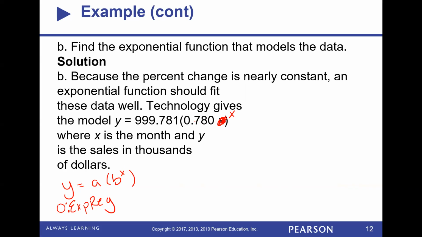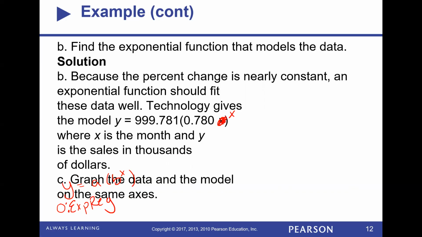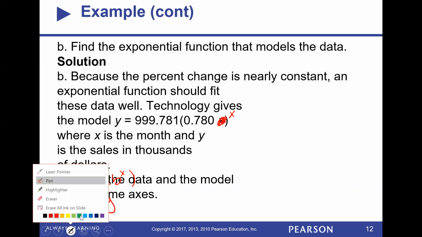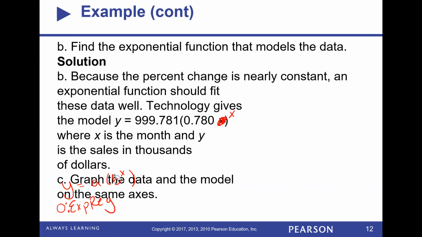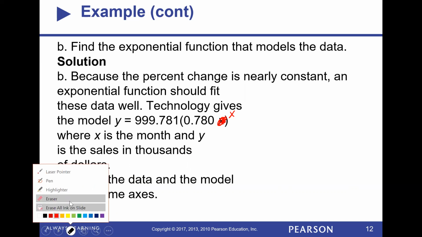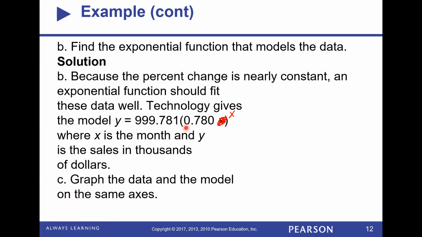Again, my b to the power of x is going to be that 0.780 to the power of x there. And then they're going to give you an approximate a. As you're working your way through this, this is what's really cool. We can see that it is decreasing. If I plug that into the graphing calculator and graph them on the same axis, let me go ahead and graph all the scatter plots and the actual model here.